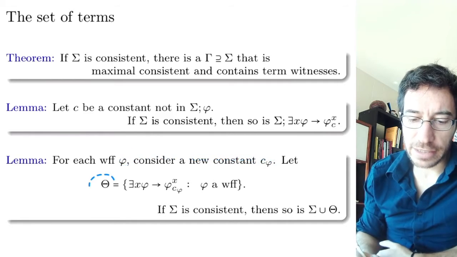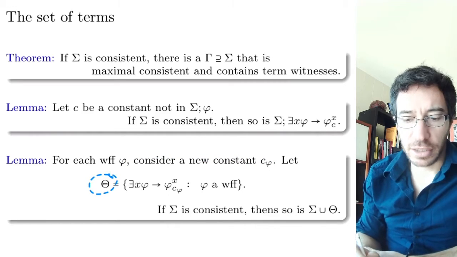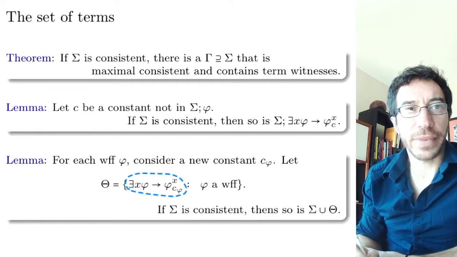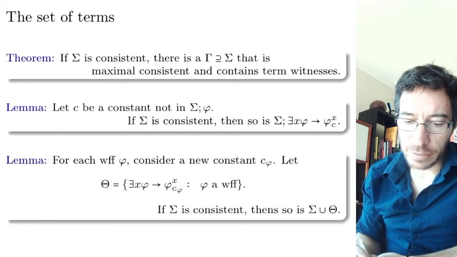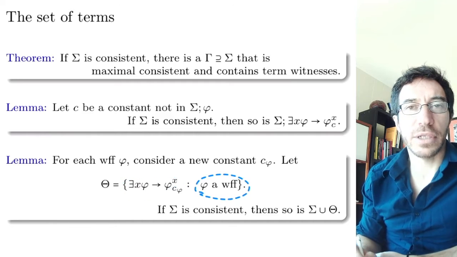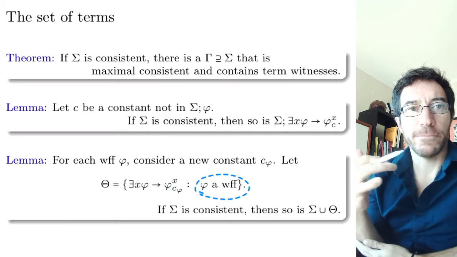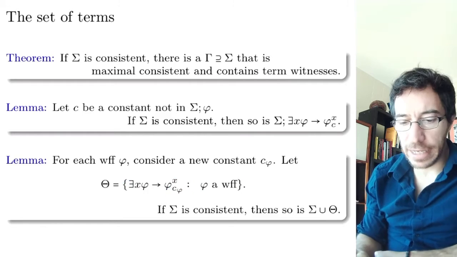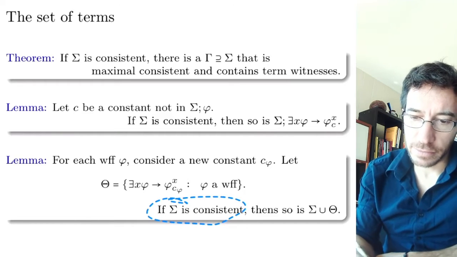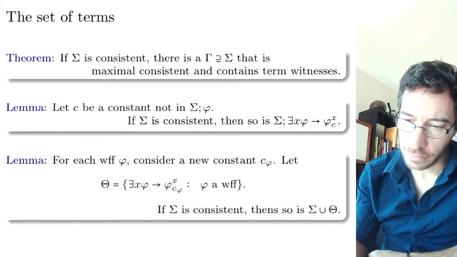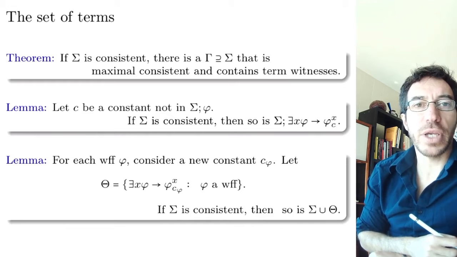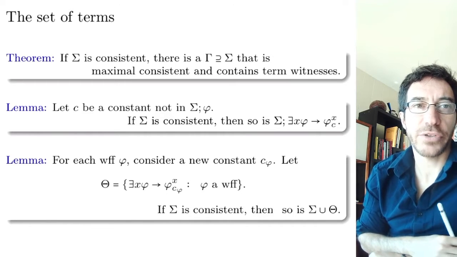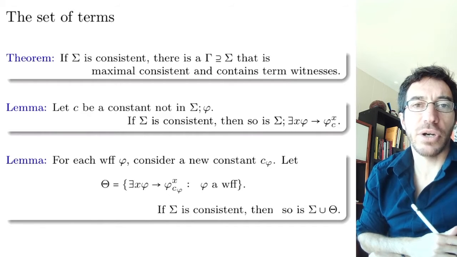Now consider this set of sentences theta. It contains all the sentences of this form: if there exists x phi, then phi holds with x replaced by the constant c sub phi, the one that corresponds to phi. And this is a set. We consider all these formulas for all well-formed formulas phi. Okay, so it's a whole set of formulas, each one using a new constant symbol. Then, if sigma is consistent, then so is sigma union theta. Okay, so theta doesn't break the consistency of sigma.